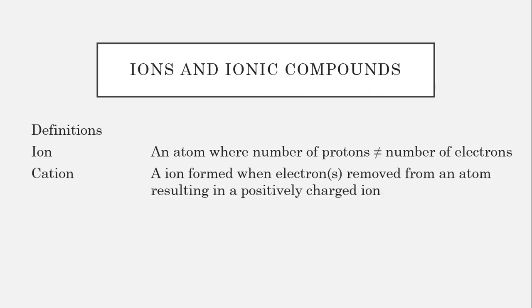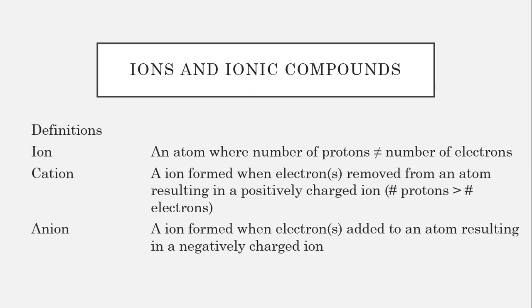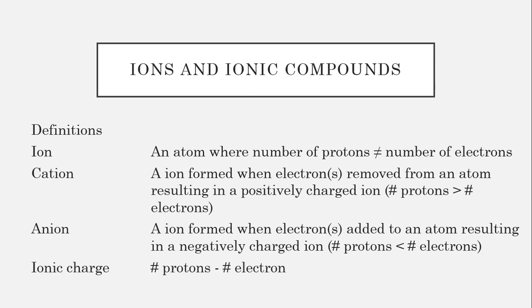A cation is formed when you remove electrons, so you get a positively charged ion because the number of protons is greater than the number of electrons. Conversely, an anion is formed when you add electrons to an atom, so you get a negatively charged ion, where the number of protons is less than the number of electrons. We talk about the ionic charge, which is the number of protons minus the number of electrons, and this number can obviously be positive or negative.